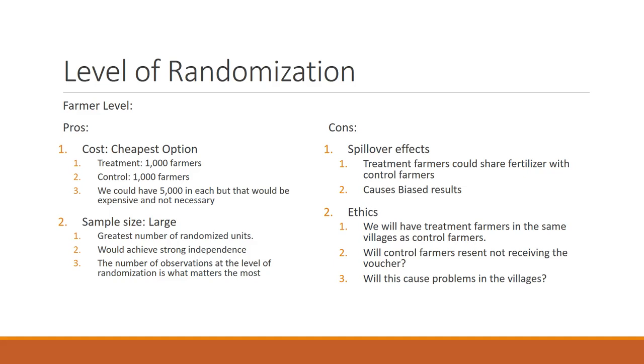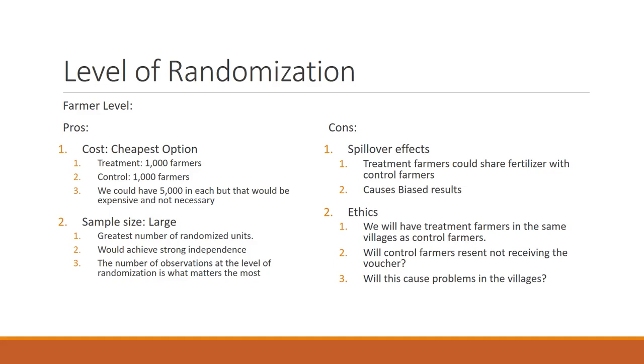In our example, we've got farmers and villages. We can imagine different things. Let's say we were doing an analysis of the impact of textbooks on student performance. Well, we could randomize at the student level, or at the school level, or at the school district level, or at the community level, etc. There's different levels at which we can randomize.